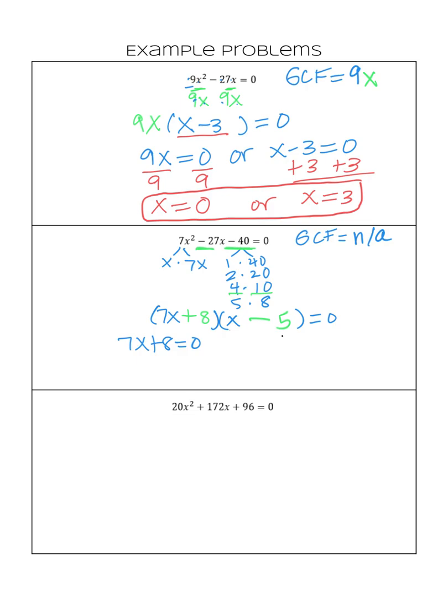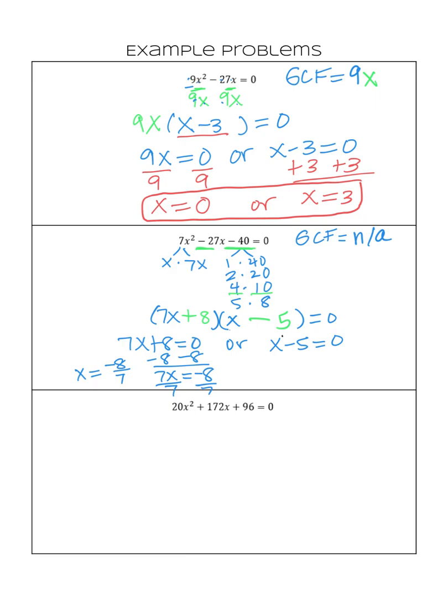So I'm taking the first factor, setting it equal to 0, and I'm going to take the second factor and set it equal to 0. I'm going to subtract 8 here. I'm going to divide by 7. And I'm actually going to write the answer as a fraction. I don't want to see any decimal answers. I only want to see fraction answers. And your calculator can help you reduce that.